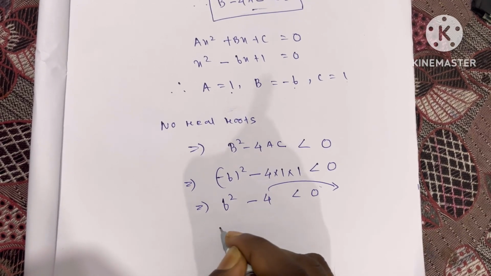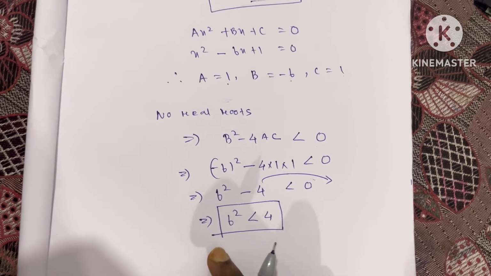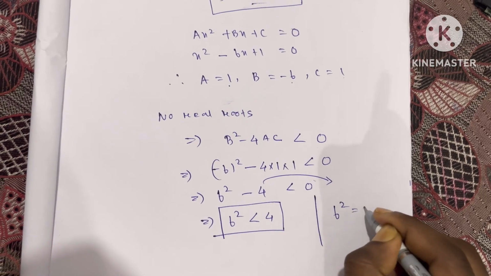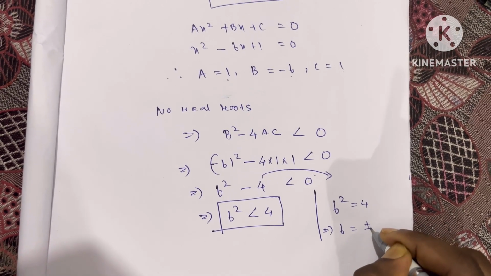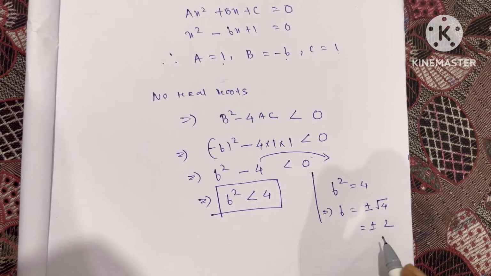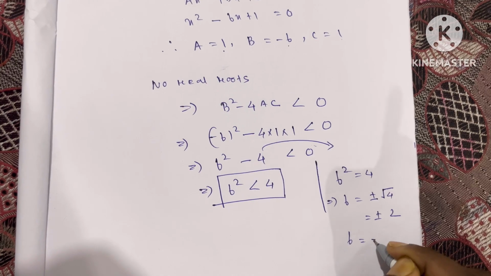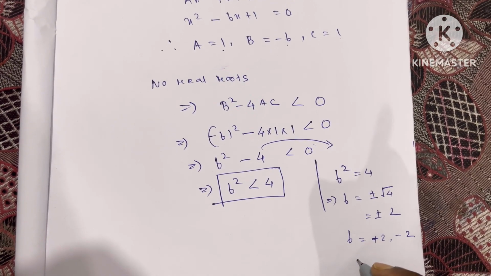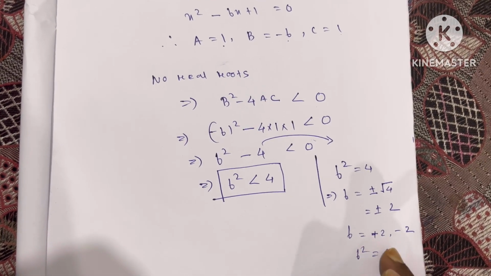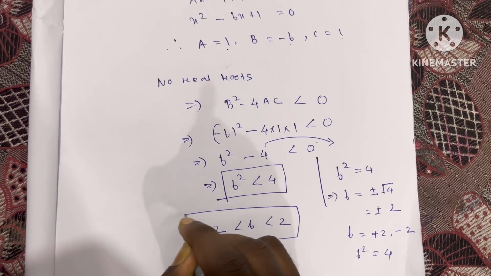If you transpose minus 4 to the right side, you will get b square less than 4. So that means we can say that the value of square of b is always less than 4. So you see here, if you write b square is equal to 4, then we get the value of b as plus minus root over 4, which implies plus minus 2. Clear? But here b square is less than 4. If you consider b equal to either plus 2 or minus 2, we will get b square equal to 4. That means the value of b is in between minus 2 and 2.